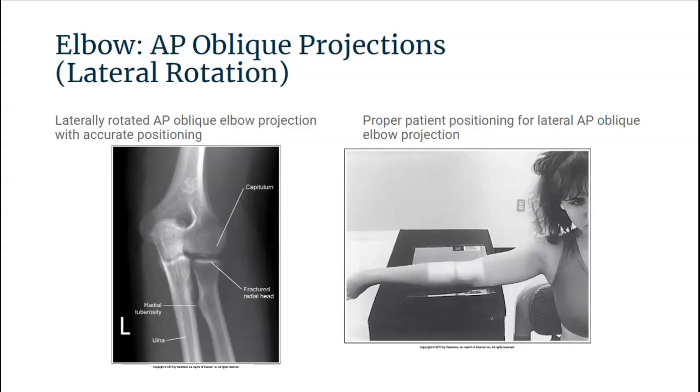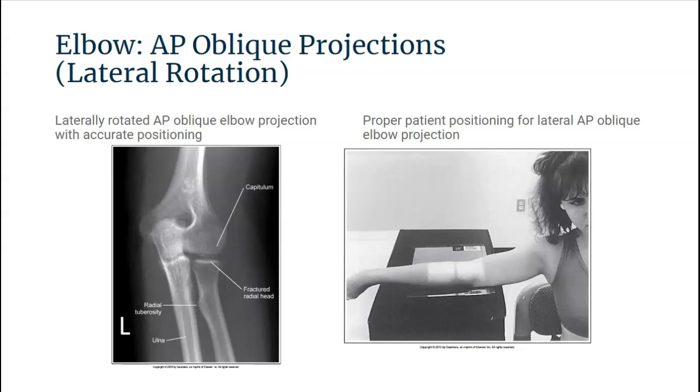Image analysis guidelines for the AP oblique lateral oblique projection state that the capitulum and the radial head are seen in profile. The ulna is demonstrated without radial head, neck, and tuberosity superimposition. The radial ulnar joint should be demonstrated as open. The capitulum radial head joint space is open, and the radial head articulating surface is not demonstrated.